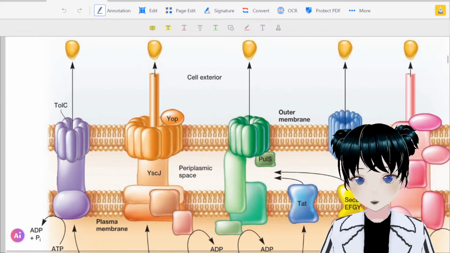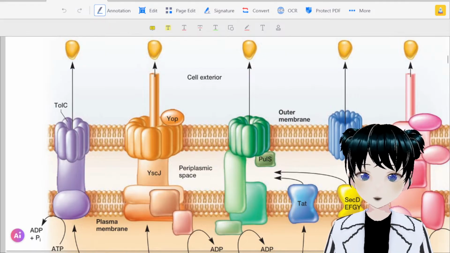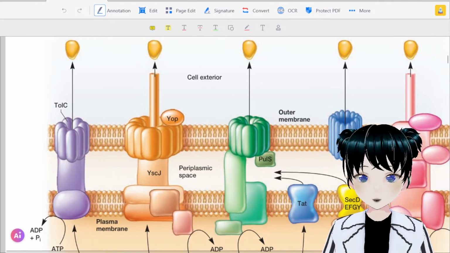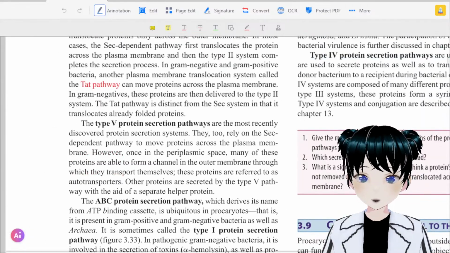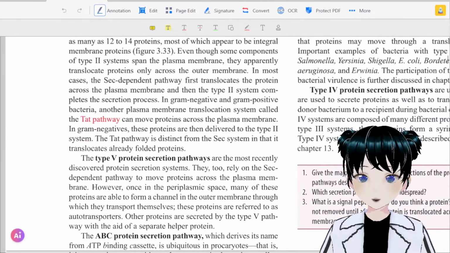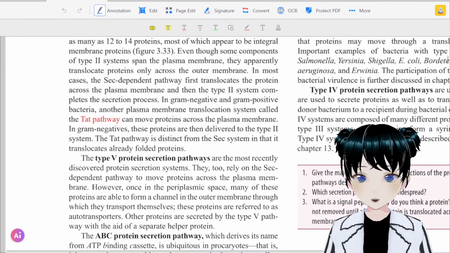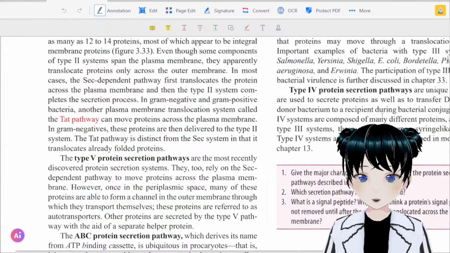This is the base. It is a syringe-like structure. It is connected, and this area as well is a needle-like projection outside, and it is directly connecting the plasma membrane and the outer membrane. This is specifically talking about the gram-negative bacteria.